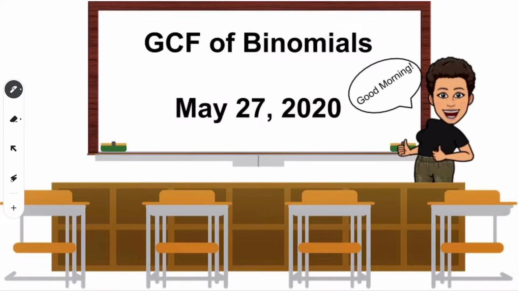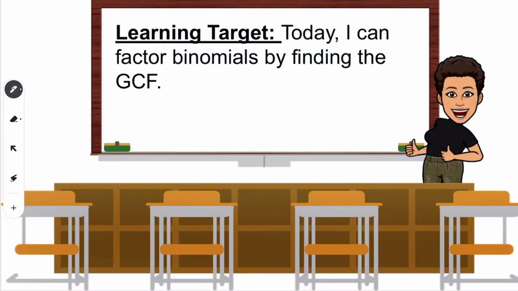Good morning, everyone. So yesterday we went over factoring binomials by using prime factorization. Today we're going to expand on that knowledge by finding the GCF of binomials. So of course, our topic of today is greatest common factors of binomials. Our learning target today: I can factor binomials by finding the GCF.